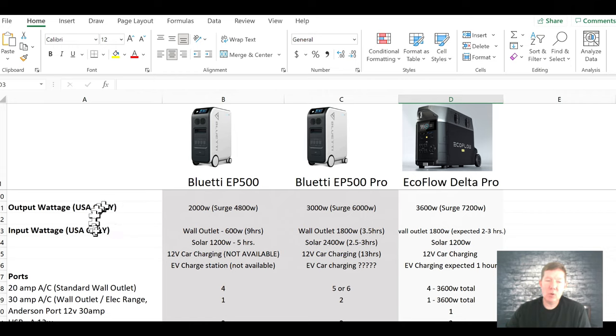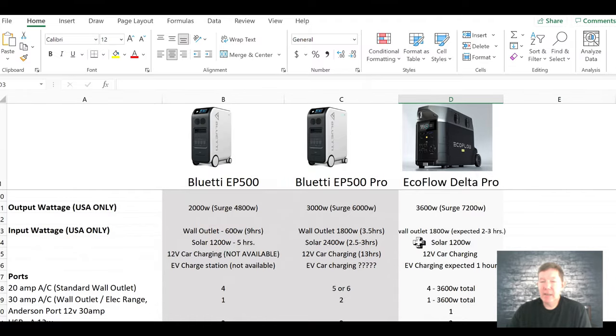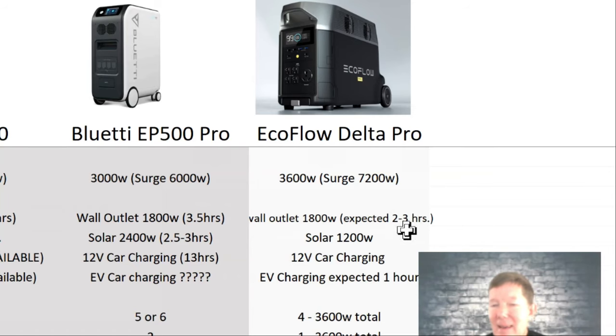Now, let's talk about input watts. And both of these are US only. It's going to be different for those of you in Europe and in other places, so we're only talking about the US version. Input watts is the energy that goes into the machine in order to recharge the batteries. So when we're looking over here at the Bluetti, if you plug this into a wall outlet, it's capable of handling up to 600 watts for this model and 1,800 watts for the Pro version. Correspondingly, it's going to take you about 9 hours for this one to charge versus 3.5 hours for this one. Now the EcoFlow can handle up to 800 watts at a time, and there's not a lot of information, but we're expecting it'll take 2 to 3 hours to fully charge if you just plug it into the wall at home.